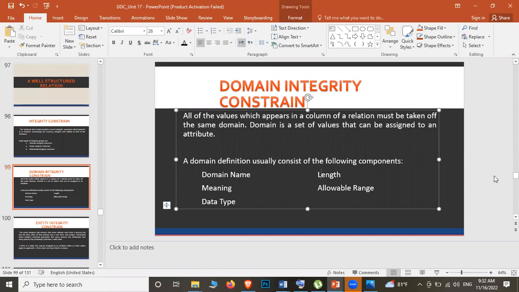So domain constraint is, for a particular column, the range of the column, the name of the column, the meaning of it, the data type that you are going to apply, the length of the column or else the data which is going to be inserted, that is known as domain integrity constraint. I hope that is clear.